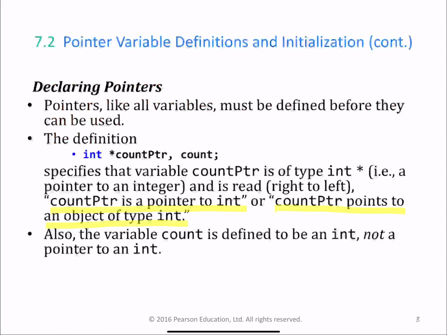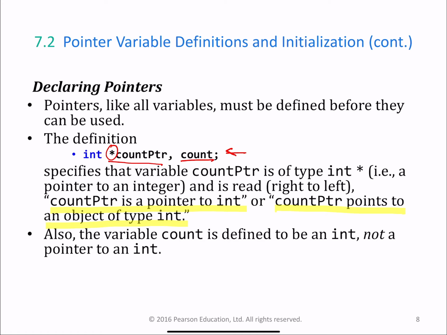Let's first look at how we declare pointers. You can easily distinguish a pointer variable from any other regular variable by this asterisk that precedes the name of a pointer variable. So in this statement over here, we are declaring an integer called count and a pointer called count pointer.